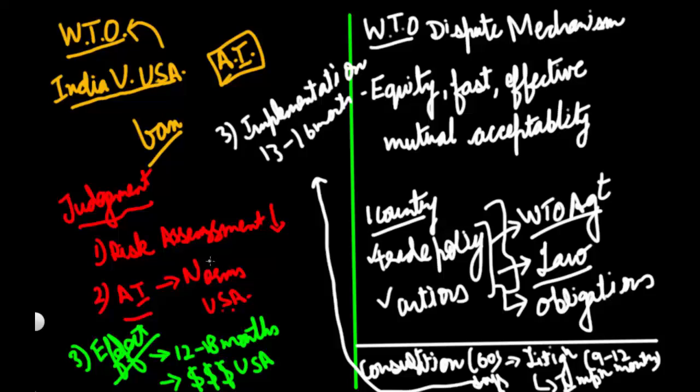Now suppose there is a question: what if members are not able to agree on one solution? What happens then? Because any solution should be mutually acceptable to both countries; only then is it a solution. So what happens if mutual acceptability is missing? Then they can request a panel of independent experts, who will decide the matter to resolve the dispute.